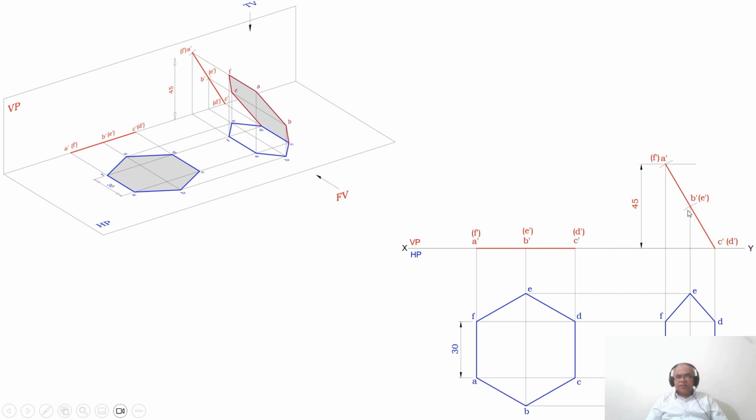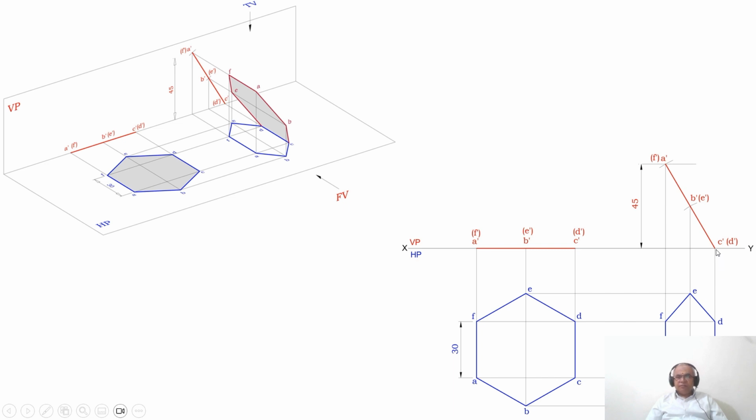Similarly, draw a vertical projector from B dash and E dash, and draw a horizontal projector from B and E. Both these 2 lines are going to intersect at this point and also at this point. You mark this point as B and you mark this point as E.